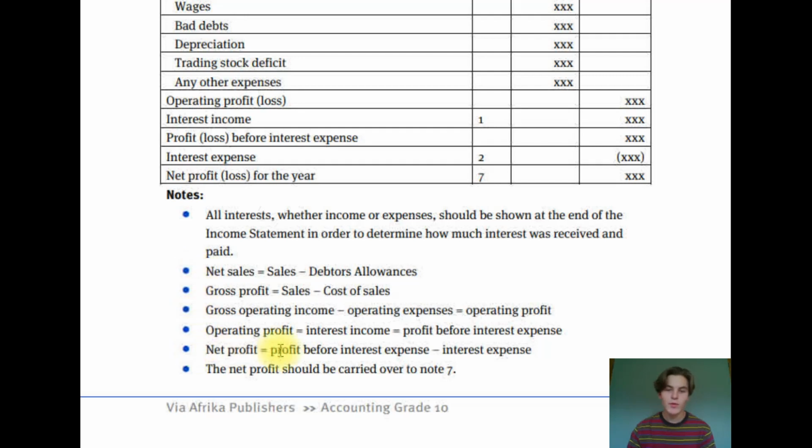Over here, this is a quick recap of what I attended to in the income statement. Net sales is equal to sales minus debtors allowances. Gross profit is equal to sales minus cost of sales. Gross operating income minus operating expenses is equal to operating profit. Operating profit plus interest income is equal to profit before interest expense. And then net profit is equal to profit before interest expense minus interest expense, and net profit should be carried over to note 7. That I explained to you over here. And just to recap, it's where your net profit amount is taken over to note 7 to calculate other final amounts.